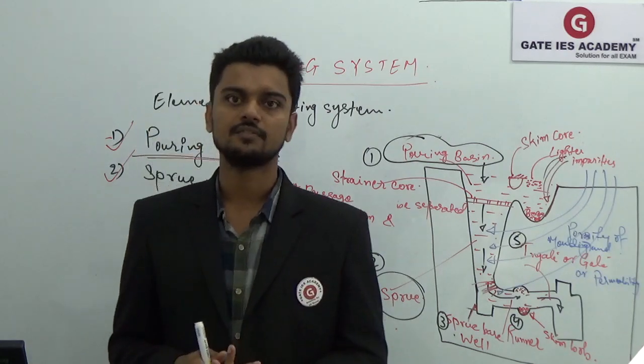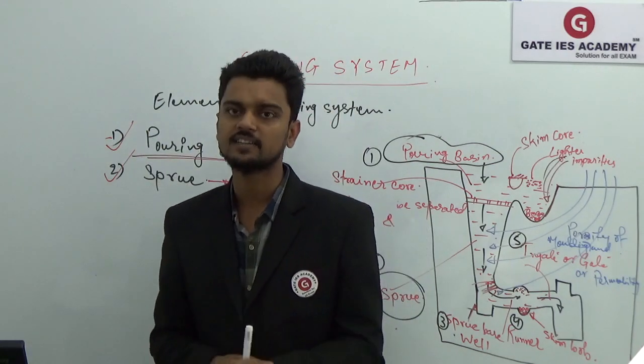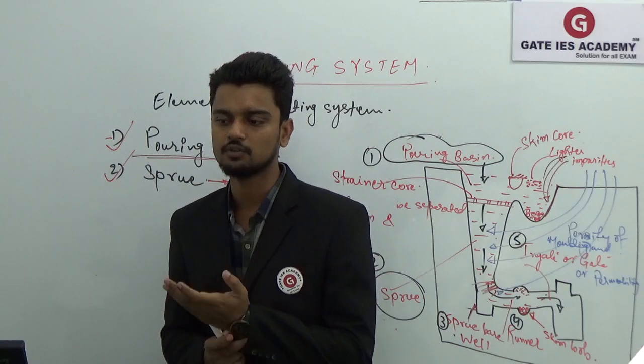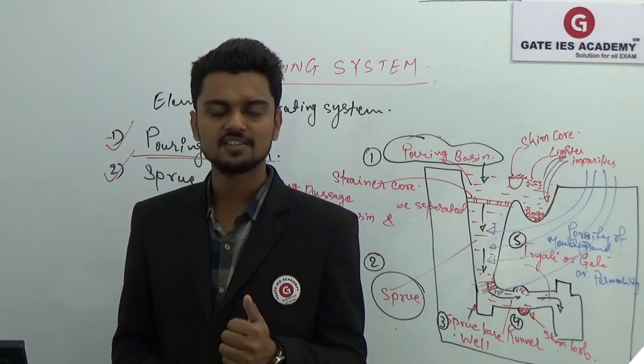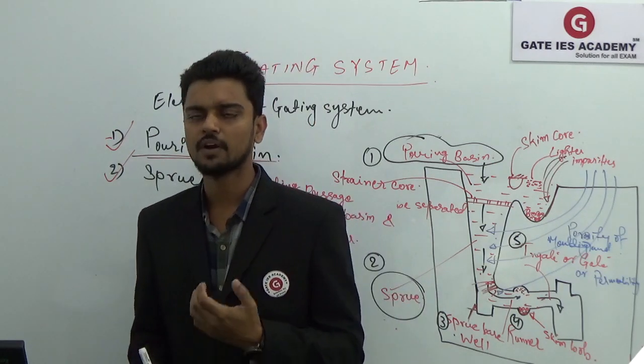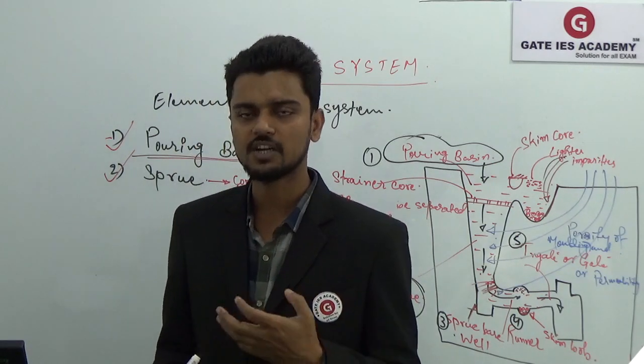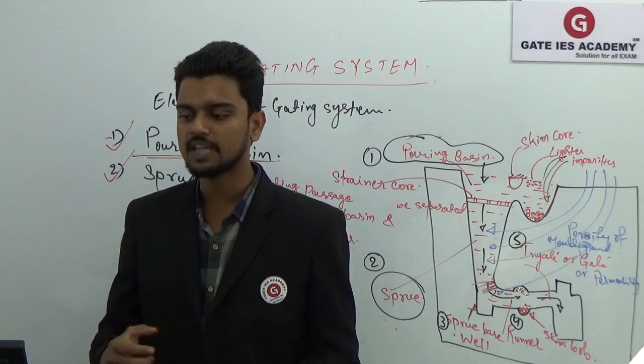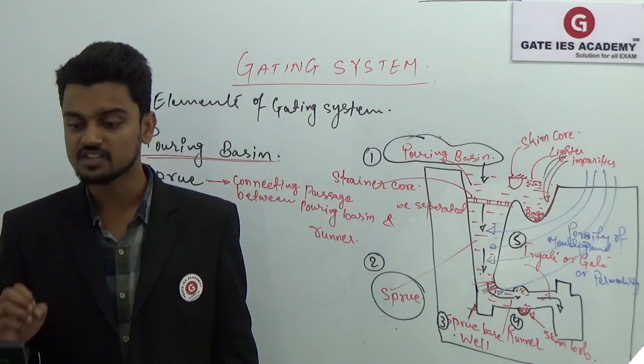Then the classification, as I said, there are three types of gating system that you can see on your screen: top gating system, bottom gating system, and side gating system. There are a number of advantages and disadvantages of these gating systems. We'll discuss them one by one, and we'll start with the top gating system.